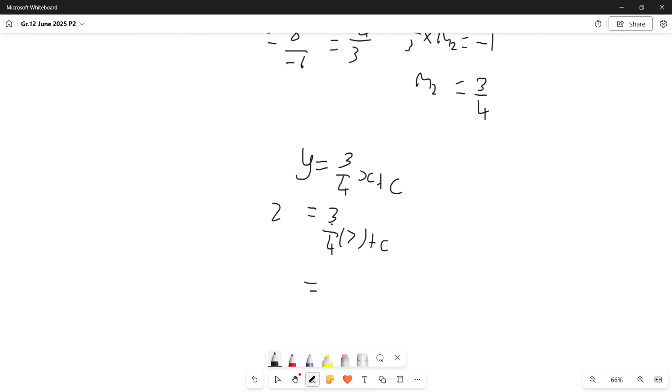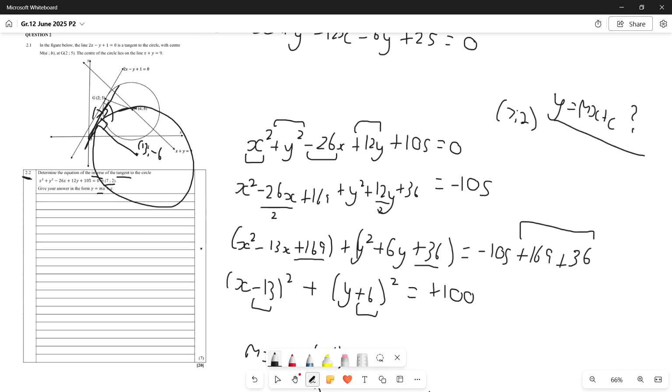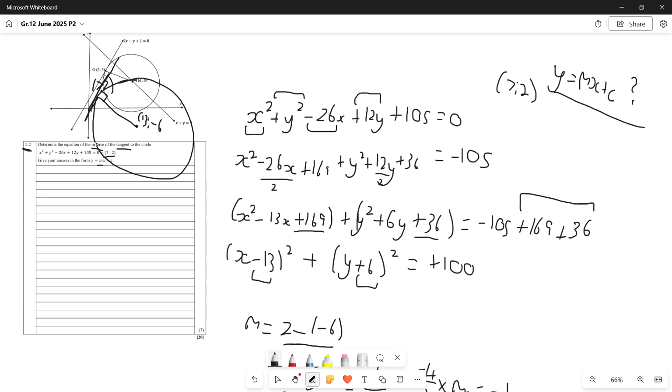So we can just simplify this. 3 over 4 times 7 is 21 over 4 plus c equals 2, and then 2 minus 21 over 4 equals minus 13 over 4. And that is our c value, which means y equals 3 over 4x minus 13 over 4. Okay, but we're not done, which means the final mark is to do the inverse of it, because the inverse is a bridging paper 1 word that we know.